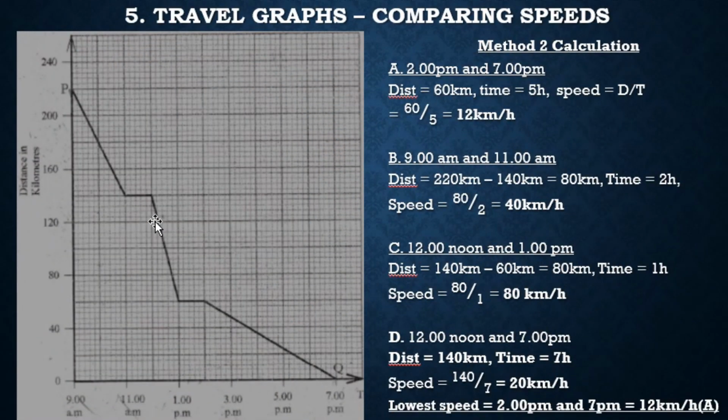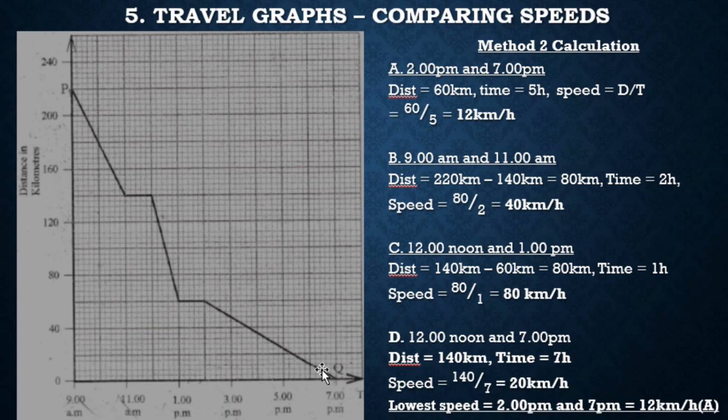Now in method 2 we use calculation, and I will start with choice A, which is saying 2 p.m. and 7 p.m. There were choices. The first choice was giving 2 p.m. and 7 p.m. So I want to calculate what is the speed between 2 p.m. and 7 p.m. In short, the first slope given here.